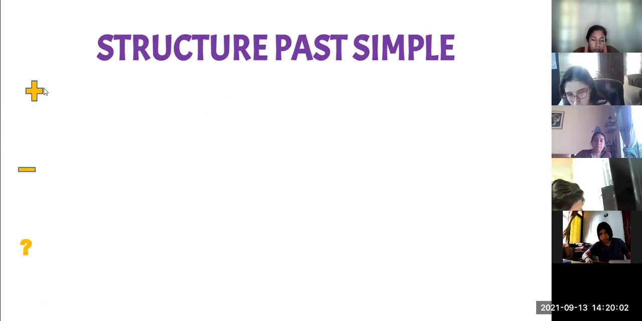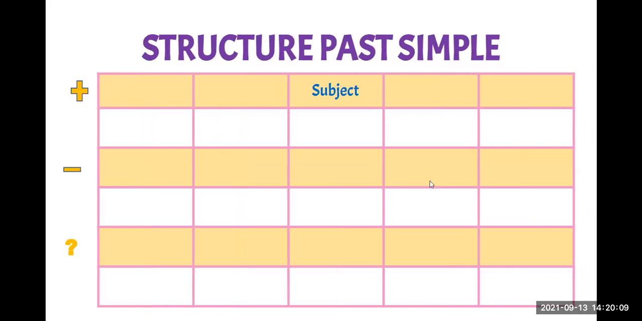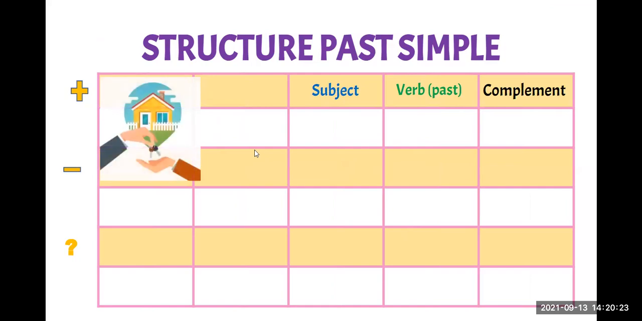Subject. The subject, right? Okay, after the subject we have the verb. The verb in the simple past. And after the verb, the complement. Okay, very good. So we are going to try to form a sentence using this structure in the past.